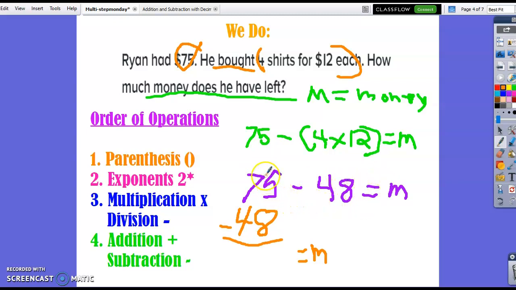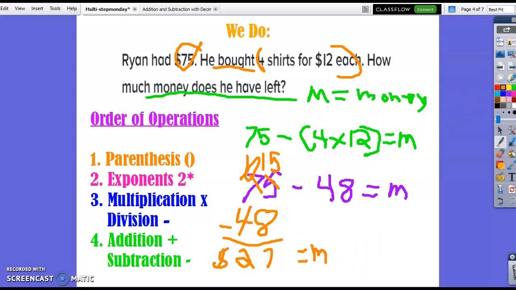So if you have this, you should have crossed out your 5, created a 15, crossed out your 7, created a 6. Now 15 minus 8 is 7. 6 minus 4 is 2. So your answer should have been, he has $27 left over.